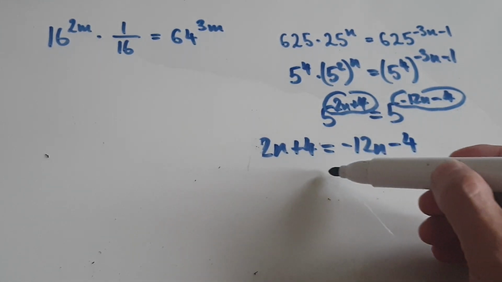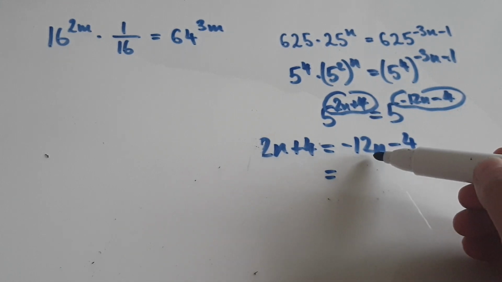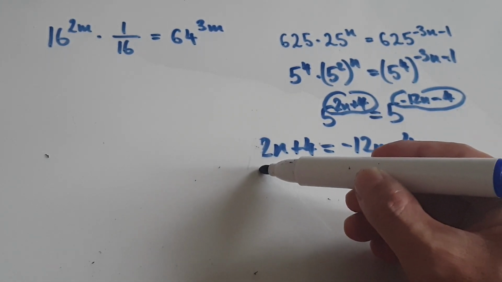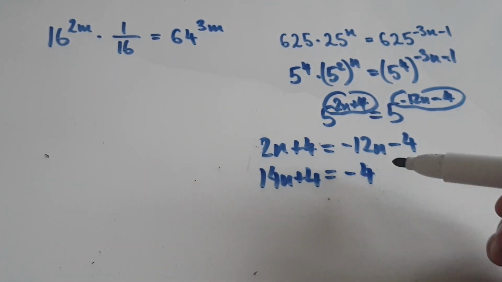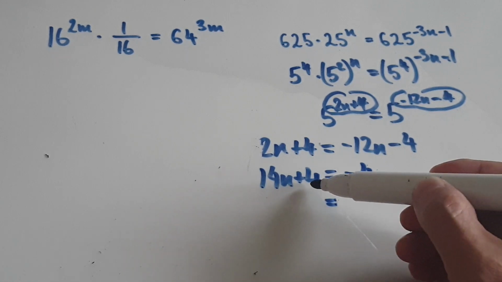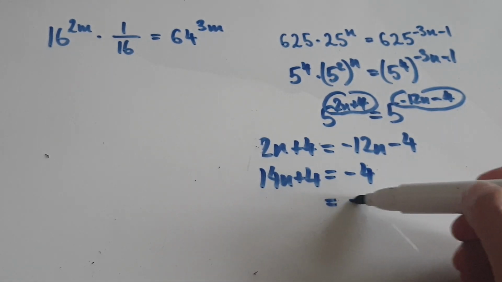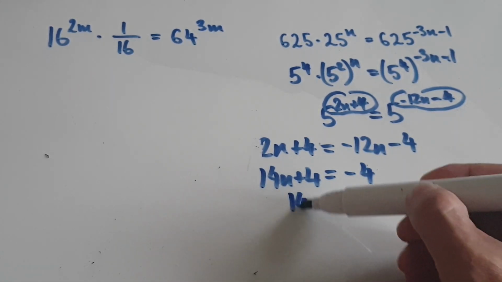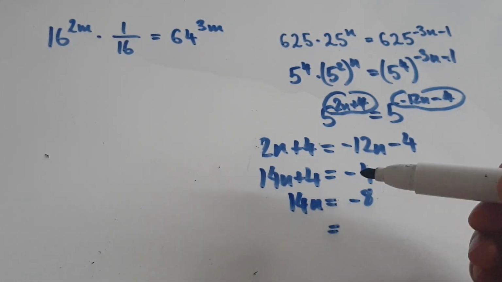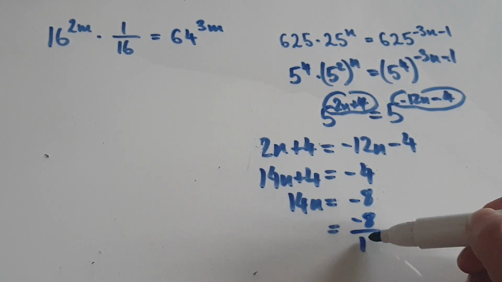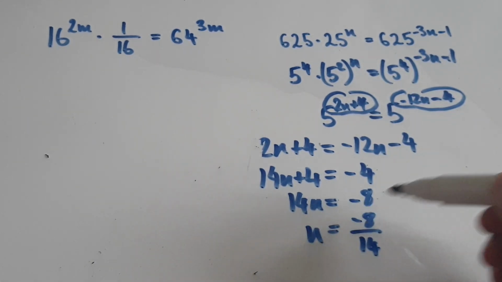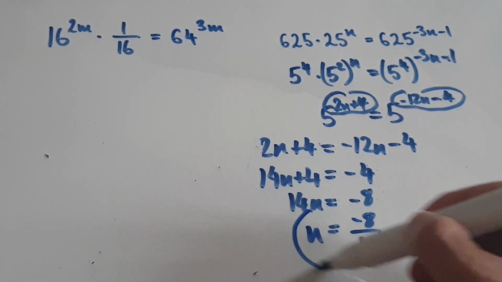So now solve for n. Add 12n to both sides. That would be 14n plus 4 equals negative 4. Take away 4 from both sides. That would be negative 8 over 14n. So n must be negative 8 over 14. And then you can tidy this up if you want to. Okay?